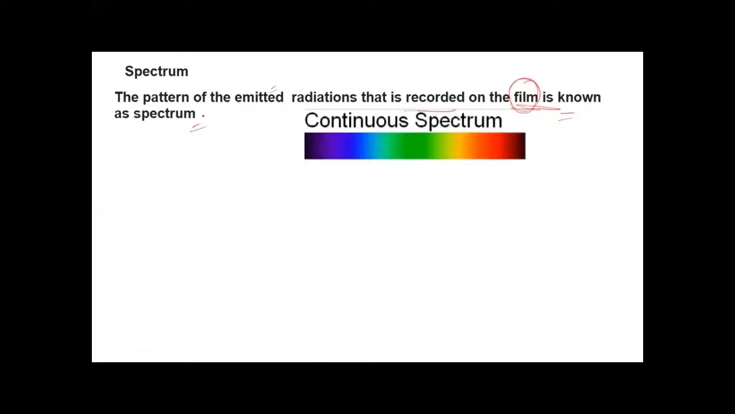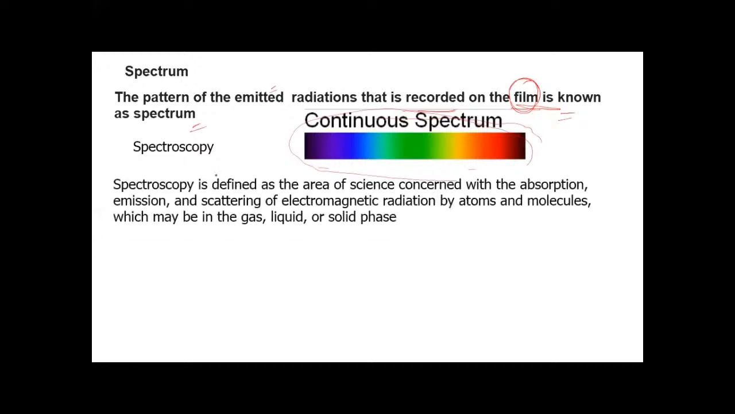This is the continuous spectrum you can see. So you can see here are so many colors you are observing. This is the spectrum of white light. Now spectroscopy. What is spectroscopy? Spectroscopy is defined as the area of science concerned with the absorption, emission, and scattering of electromagnetic radiation by atoms and molecules, which may be in the gas, liquid, or solid phase. So this whole science is known as spectroscopy.